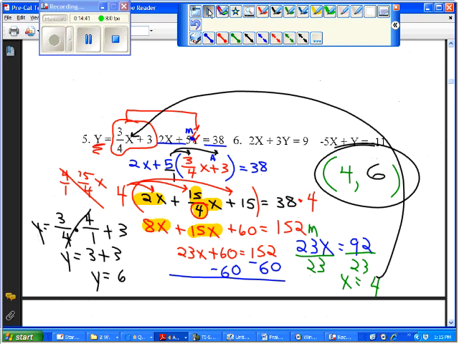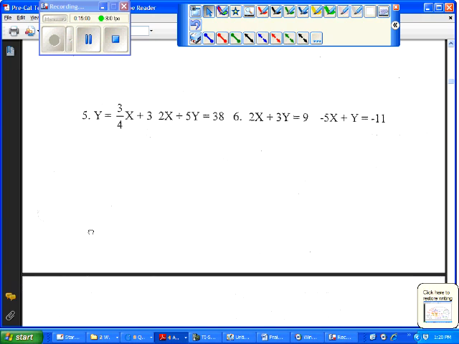Any questions on number 5? So we had a little get rid of the denominator trick in there. That's standard practice in college algebra, so we need to be familiar with that and use it. Okay? Any questions on number 5? Very good. All right, number 6.